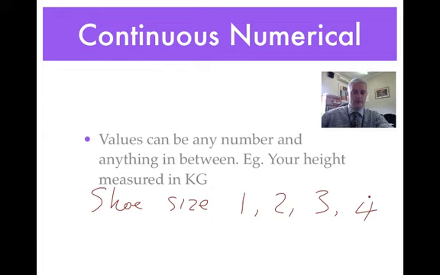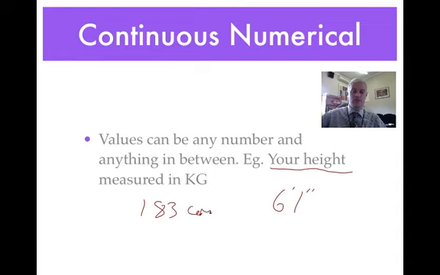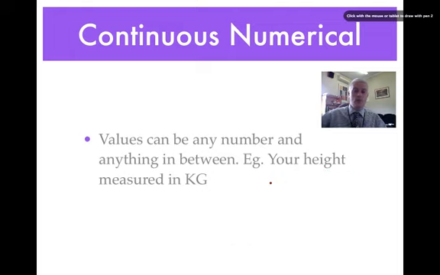The other type of numerical variables we call continuous numerical, and this is where you can have any number you like. So for example, your height. Back in my day, we measured in feet and inches, and I was something like 6 feet 1 inch. Nowadays, I'd be something like 183 centimeters, but I'm probably not exactly 183 centimeters. I might be something like 182.658 centimeters. So I can clearly have any number I like. I don't have to stick to a whole number.